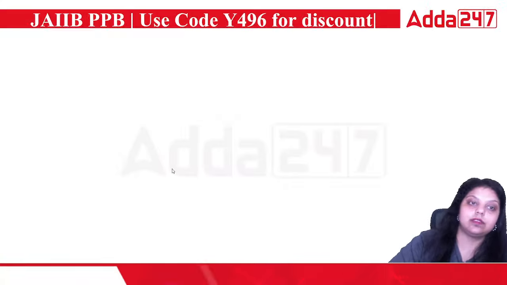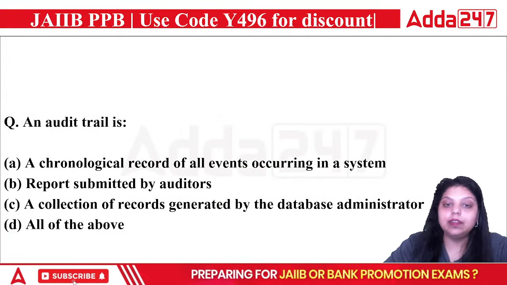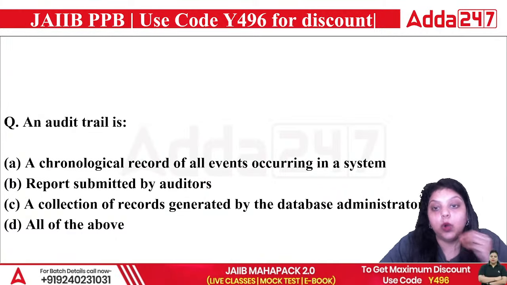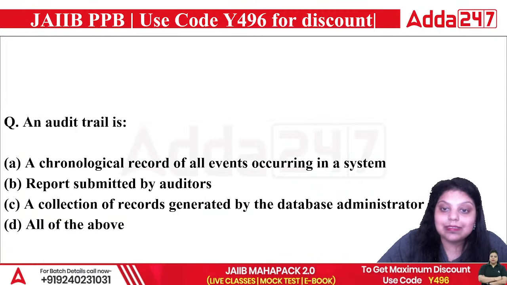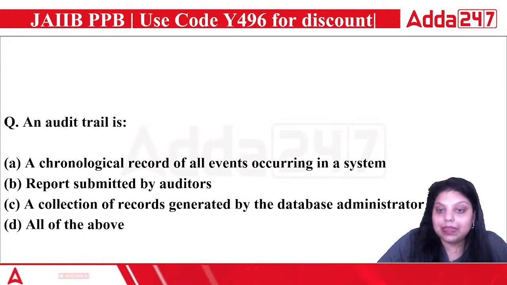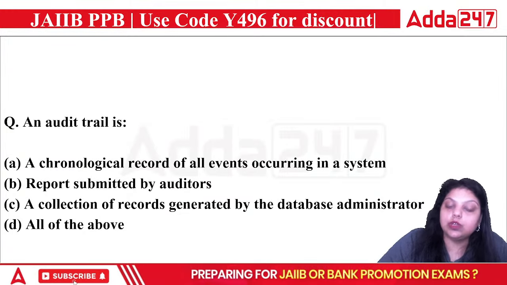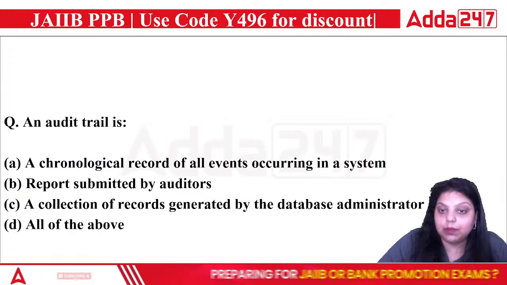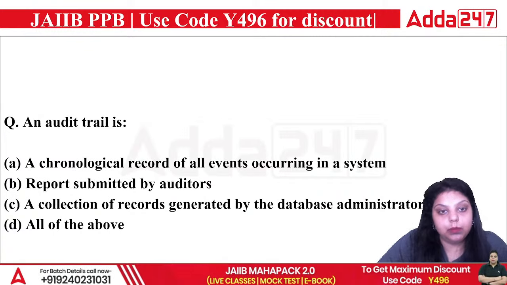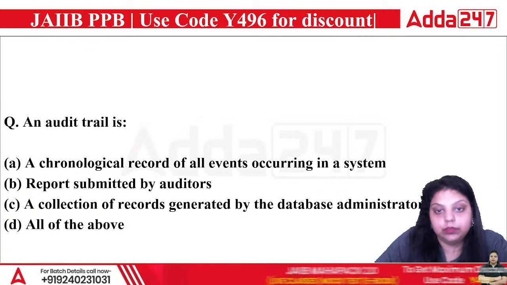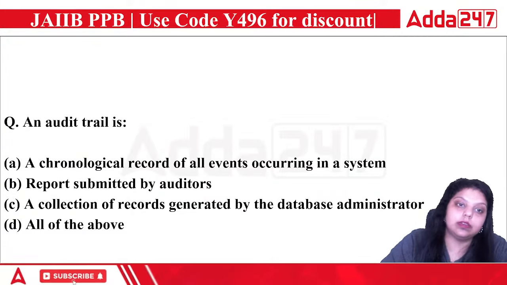Okay, next. An audit trail is dash. First is saying it's a chronological record of all events occurring in a system. Then reports submitted by auditors. Third, a collection of records generated by database administrator. Fourth, all of the above. So what is an audit trail? A, B, C or D?